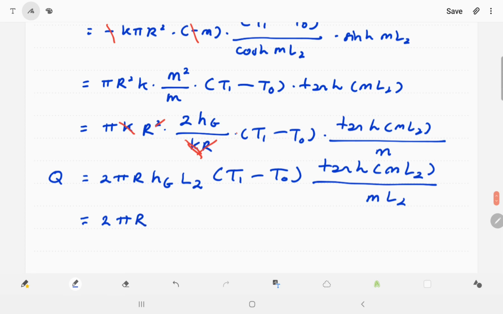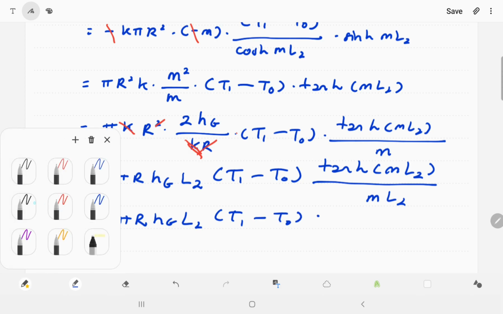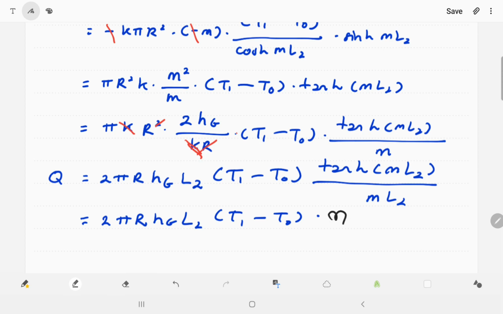So we can basically notice that the heat flow here will be equal to 2 pi r hg L2 (T1 minus T0), and then we have this term here, which we call mu. So this term here is what we call the effectiveness factor.